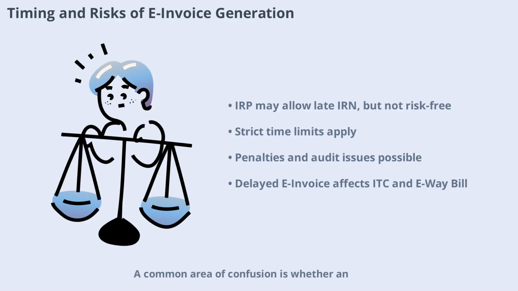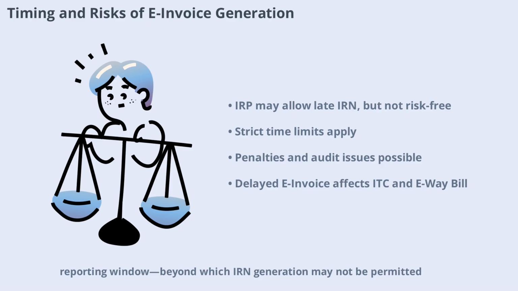A common area of confusion is whether an e-invoice can be generated after the date of supply. Technically, the IRP system may allow IRN generation after the supply date in some cases, but this does not automatically regularize the default. For certain taxpayers, the government has set strict time limits, like a 30-day reporting window, beyond which IRN generation may not be permitted. Even if the portal allows late generation, it doesn't mean you're free from compliance risks.